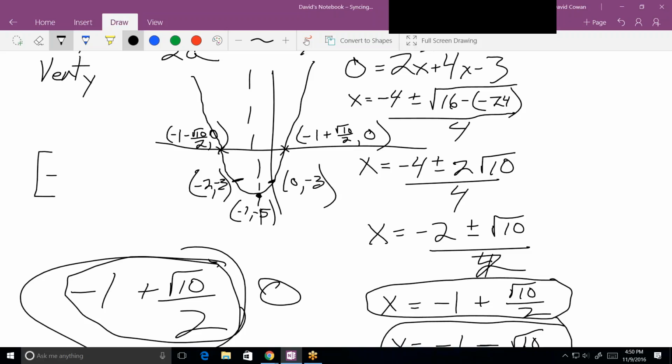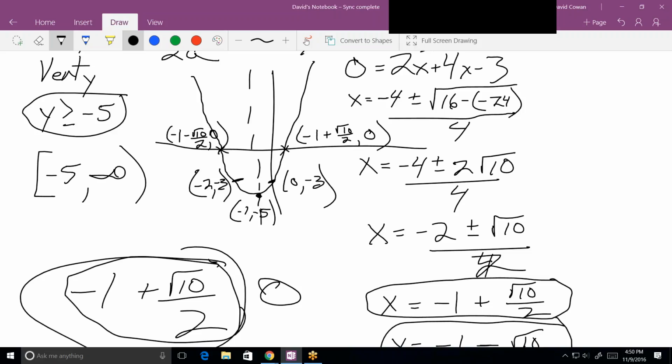So if you're doing interval notation, that's what the range would be. If you're defining it like this, then it's y greater than or equal to negative 5. That means the same thing. It just depends on whether you're into interval notation yet. I don't know if you are or not.